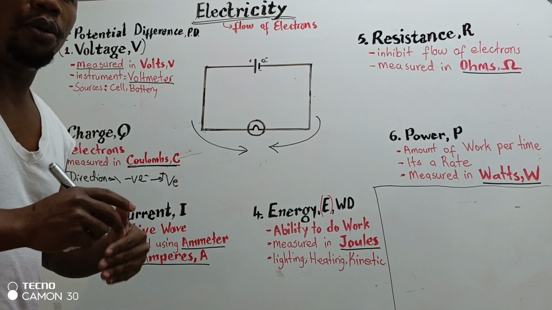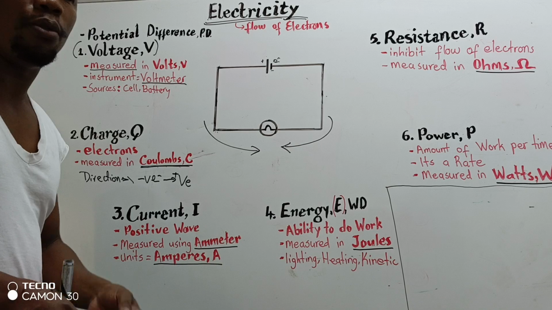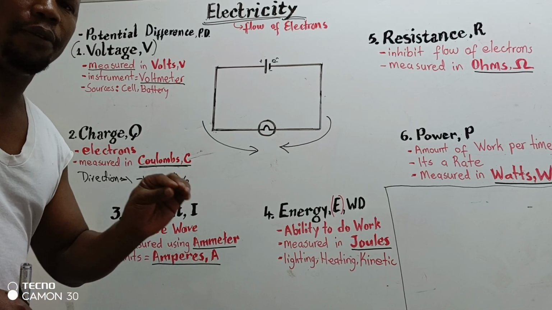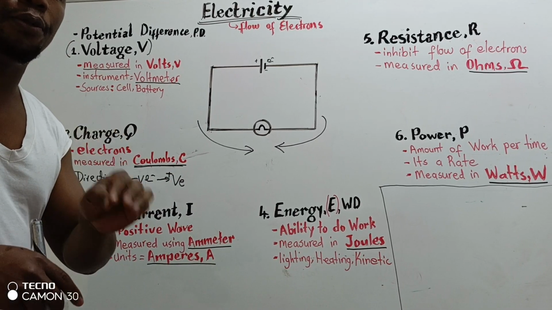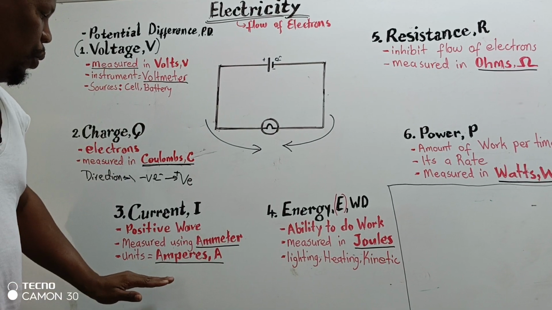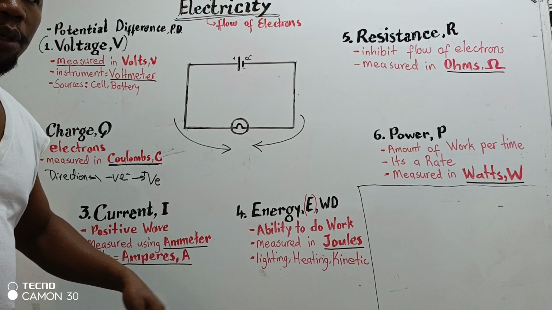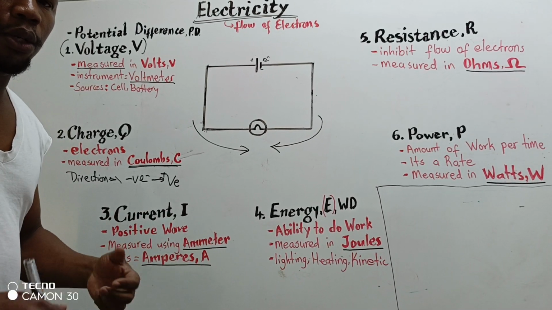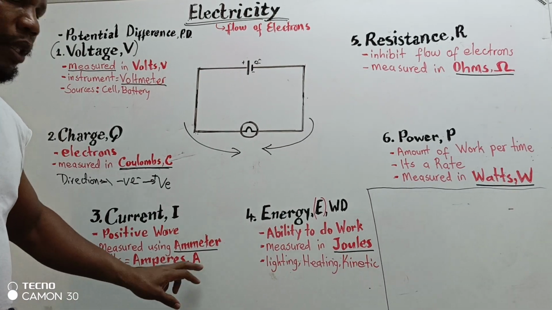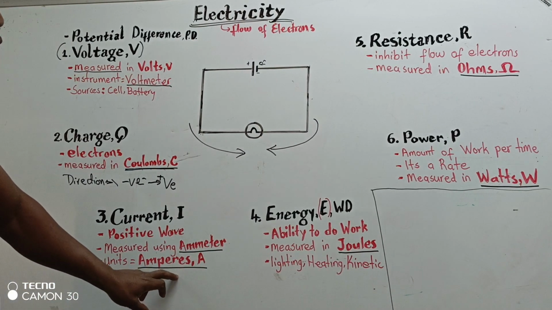True or false: in which direction does current flow? Which of the following is true? Current flows from positive to negative. Electrons flow from negative to positive. And then we use an instrument called an ammeter to measure current, and the units are abbreviated as A. This one we have an instrument.